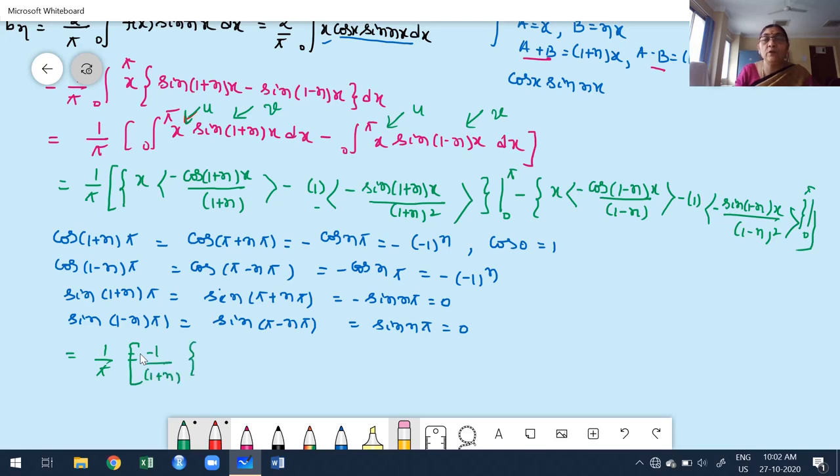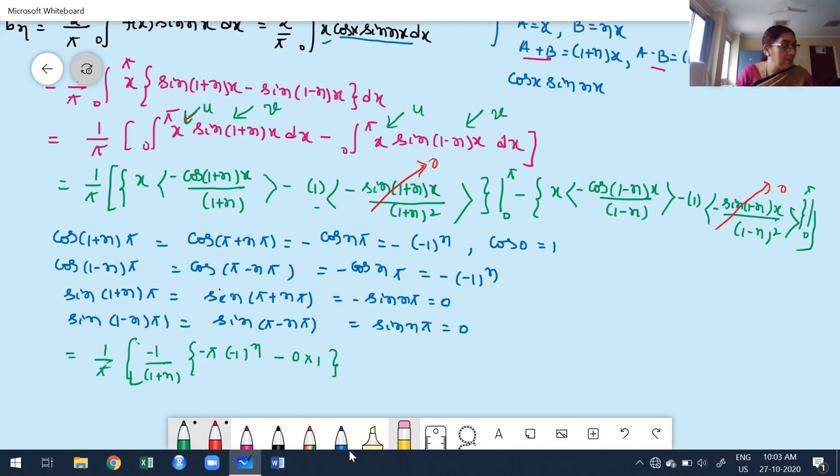Now you already know that once you apply the pi value, cos of 1 plus n pi is nothing but minus of minus 1 to the power of n. Therefore, that is not equal to 0. Apply x is pi. What we get? Minus of minus 1 to the power of n. Minus x is 0 but cos 0 is 1. Now, you already know that this value is 0. So, sine of 1 plus n into pi is 0. Sine 0 is 0. Therefore, the entire thing is 0. Similarly, sine of 1 minus n into pi value is 0. Sine 0 is 0. Therefore, it is not necessary to apply the limit for these two terms.